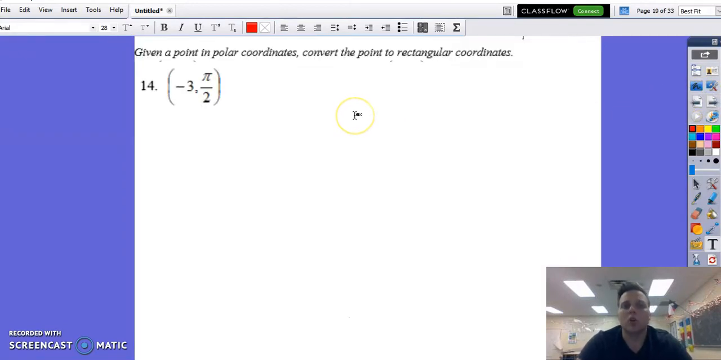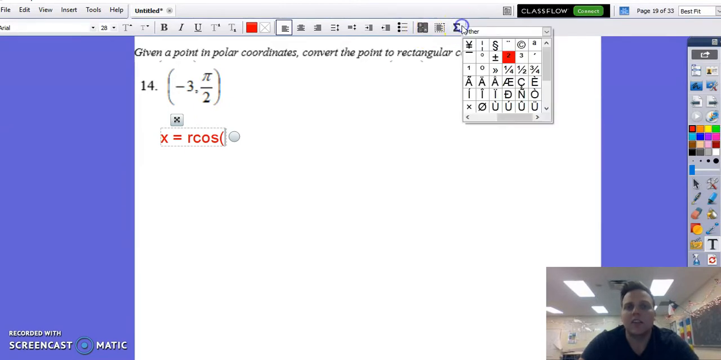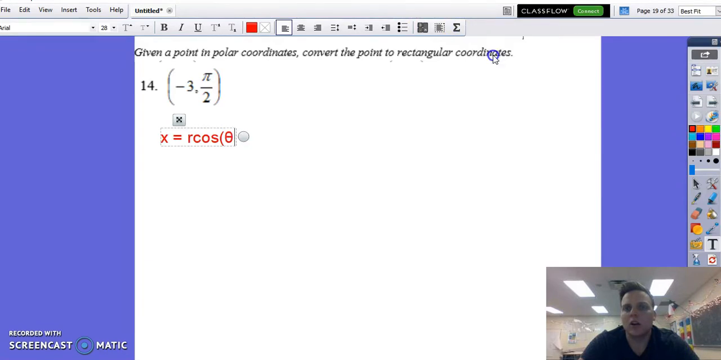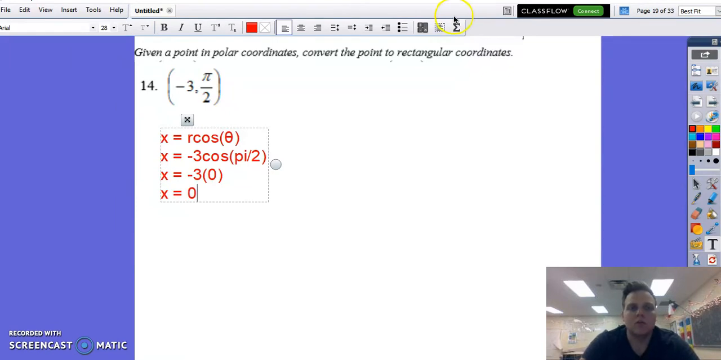All right, problem 14. Given a point in polar coordinates, convert it to rectangular coordinates. Okay, so you know that x is equal to r cosine theta. That's the formula. You should know that. And then for this problem, r is -3 and theta is pi divided by 2. If you grab your trig chart and look up cosine of pi over 2, you will see that it is 0. And -3 times 0 is just 0.